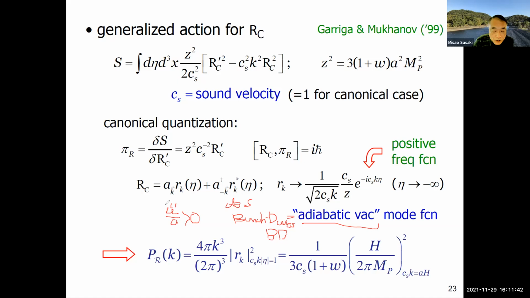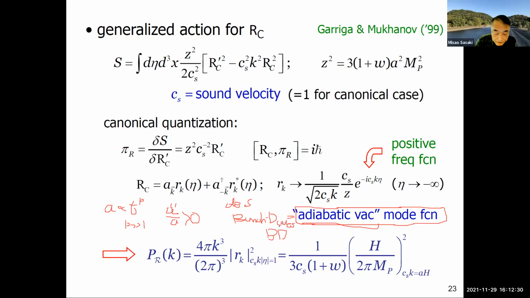One important example is called power-law inflation, where a is proportional to t to the power p. If p is much greater than one, then you have a very rapidly accelerating universe. In such a case, you cannot define the Bunch-Davies vacuum because Bunch-Davies is defined only for de Sitter space. But we still have this definition, which is very general for almost any homogeneous and isotropic space. You can always define the adiabatic vacuum mode function.